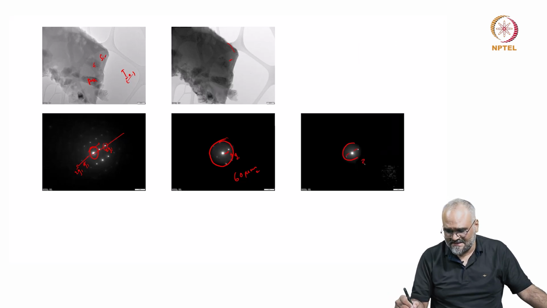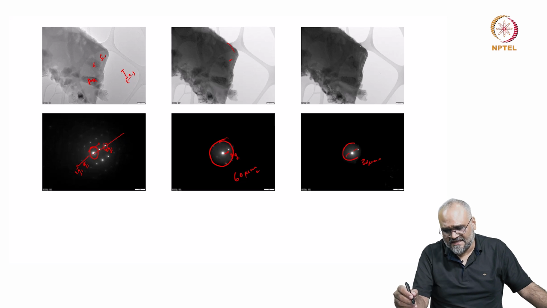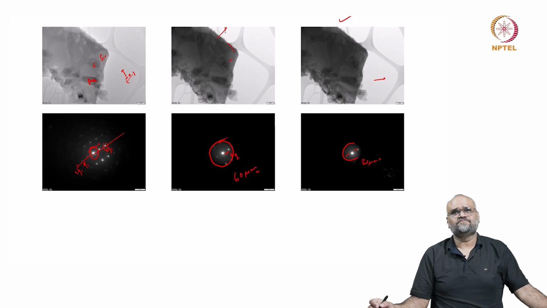So, let me call this the 30 micrometer aperture which is put in. You see the intensity variation and the features here: the specimen appears significantly darker with respect to the background than in this particular image here.